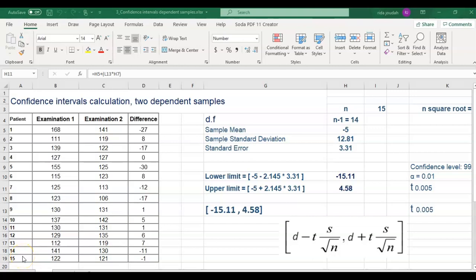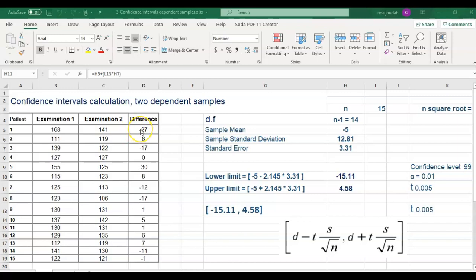Welcome everyone. In this tutorial, we need to test the efficiency of a new blood pressure medication on a group of patients. So we have here a group of 15 patients and we have two medical examinations. Examination 1 before taking this medication and examination 2 after taking that medication.